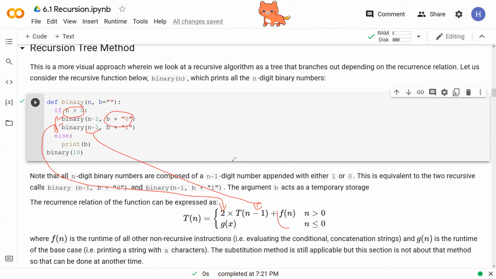So next, itong g of x, siya naman yung ating time para dun sa ating base case wherein we print the result ng pagbubuo ng ating mga binary numbers. So g of x siya for now. So kasi, depende kung anong reference mo gamit natin. Yung ating print function, it can be a constant operation or it can be a variable time na expression depending doon sa contents na i-print natin. So, moving on, paano natin ito gagawing tree?